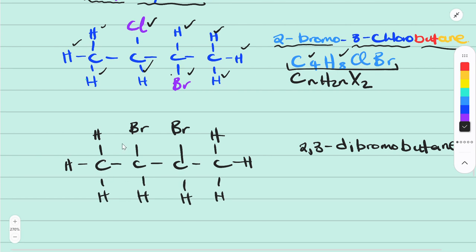And then we have some molecules where the same two halogens repeat, and we say it is 2,3-dibromobutane.